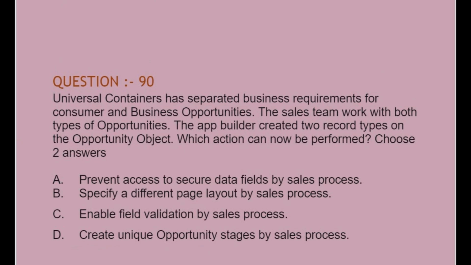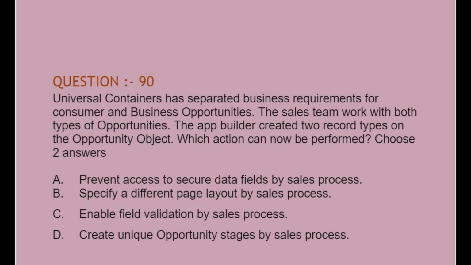Question is Universal Containers has separated business requirements for consumer and business opportunities. The sales team work with both types of opportunities. The app builder created two record types on the opportunity object. Which action can now be performed?